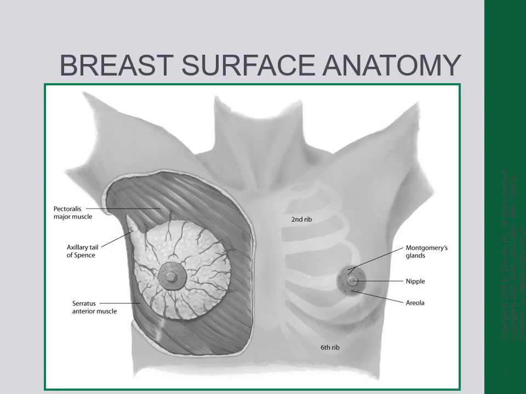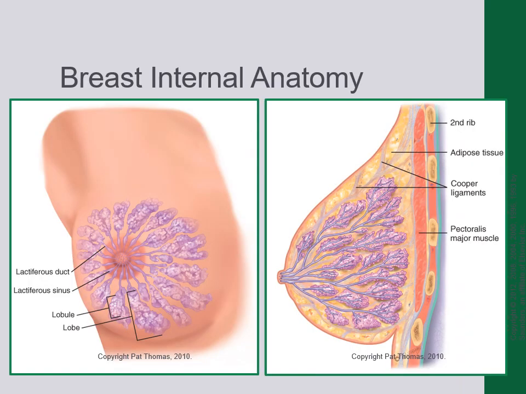So your book covers breast surface anatomy, looking at the nipple, which is the center of the areola, which is the darkened area, some Montgomery glands, then kind of the underlying structures, the adipose tissue, the muscular structures, and the axillary tail of Spence. The internal anatomy includes the lactation system, so the lactiferous ducts and sinuses, and then the lobes and lobules. Also, it shows you ribs, adipose tissue, ligaments, and muscles that all kind of combine together to create the structures.